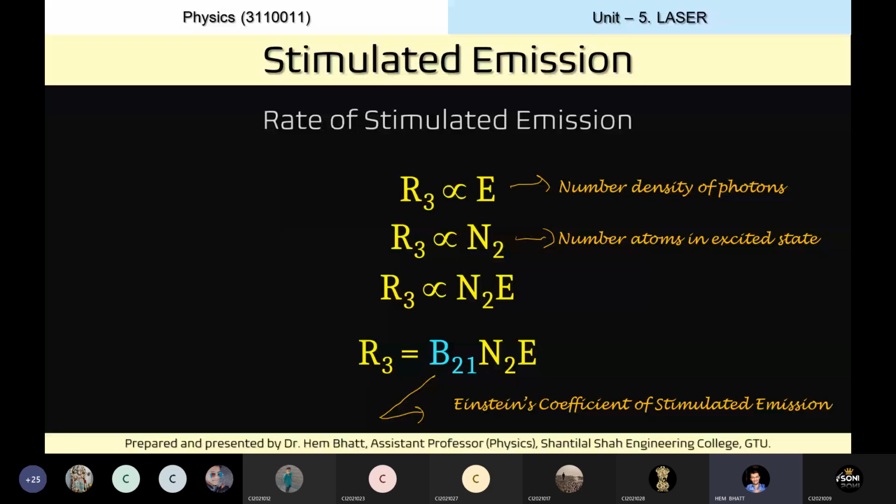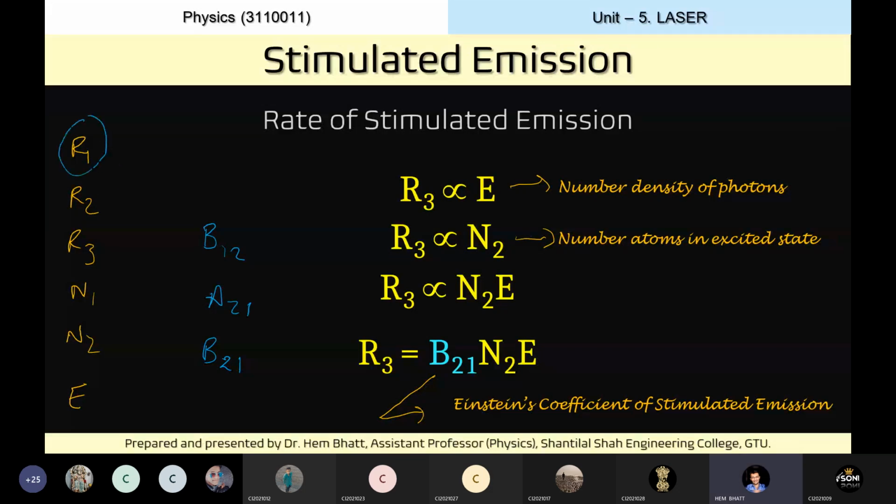So now, how many terms you have? You have R1, you have R2, you have R3, you have N1, you have N2, you have E. Apart from that, you also have B12, A21 and B21. સૌથી અઘરું કામ છે આ બધાના નામ યાદ રાખવા.